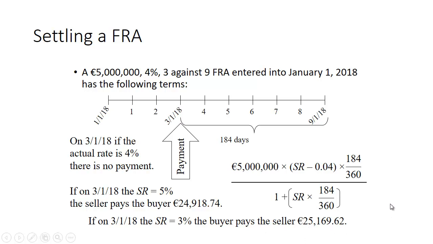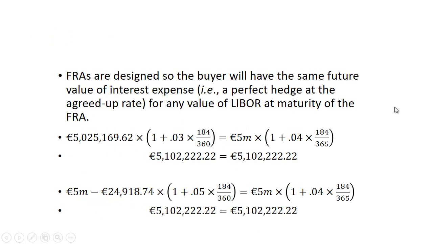25,169.62 euros. So the forward rate agreements are designed so the buyer will have the same future value of interest expense, okay, that is a perfect hedge at the agreed upon rate for any value of LIBOR at maturity of the forward rate agreement. So you can see here that whether the interest rate went down to 3% or up to 5%, it always works out to be the same.